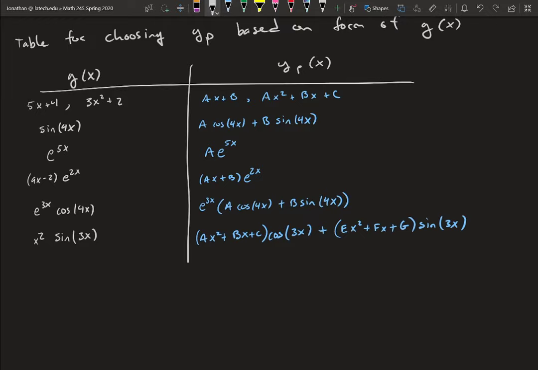You can try to figure out what it would be, but let's say you had something like x times e to the 3x times sine of 2x. Do you think you could figure out what that would be? It would be linear times e to the 3x sine 2x plus a different linear times e to the 3x cosine 2x. So you try that one out.